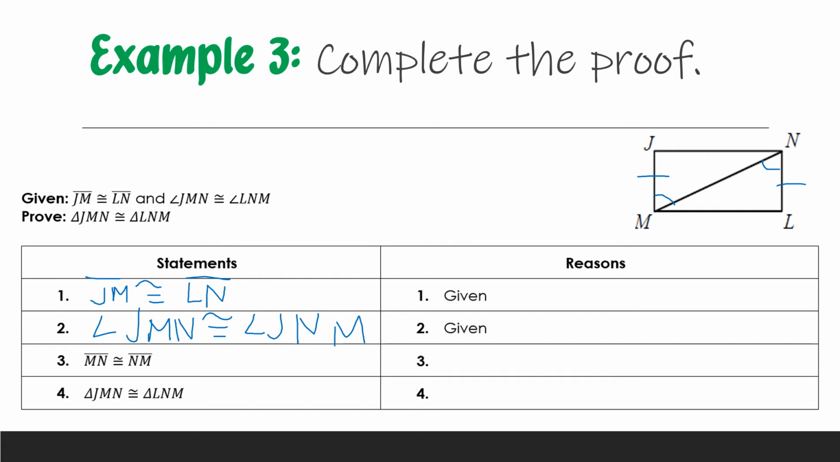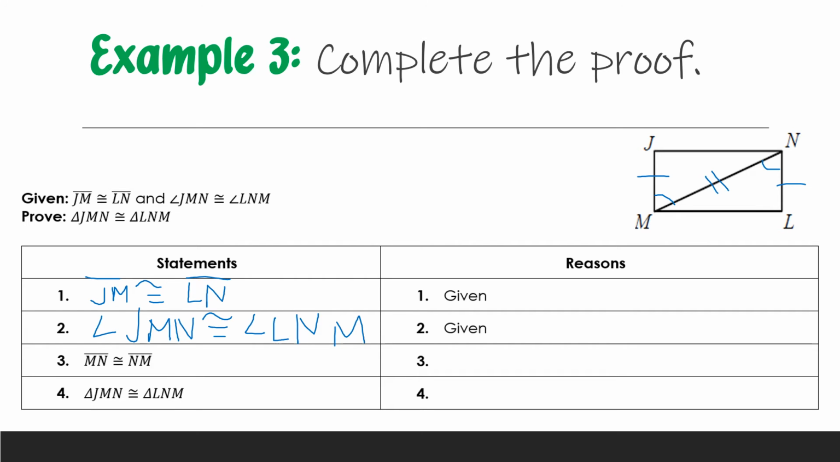I'm sorry, I wrote that wrong. That should be LNM. Okay, so we've got a side and an angle. So now if we're going to use side, angle, side, we're looking for another side that we could conclude is congruent even though it's not marked congruent, and that is going to be side MN.